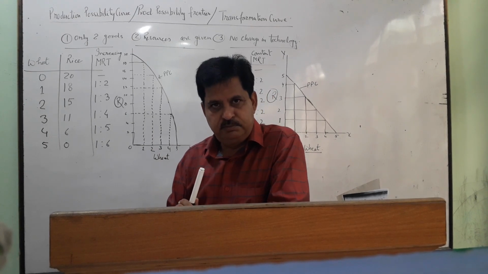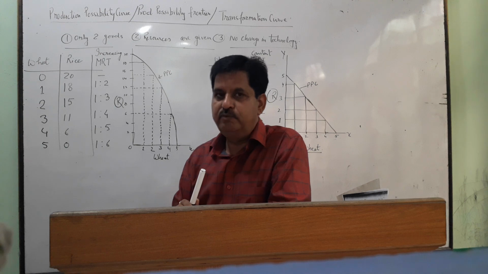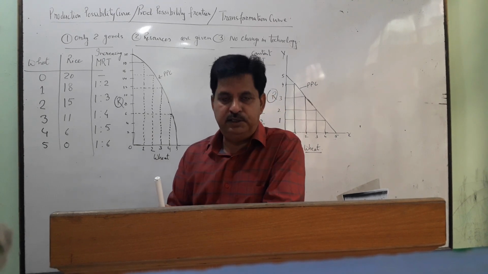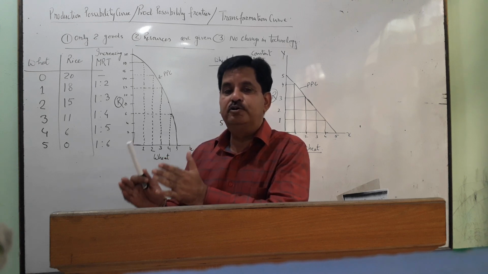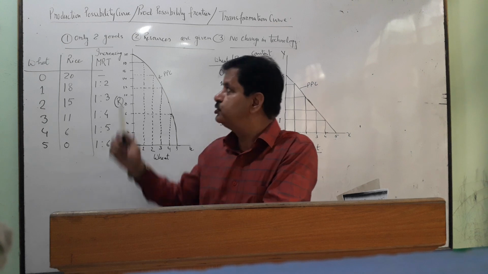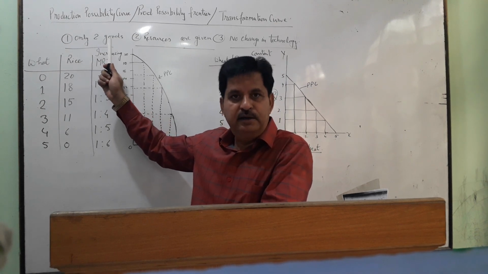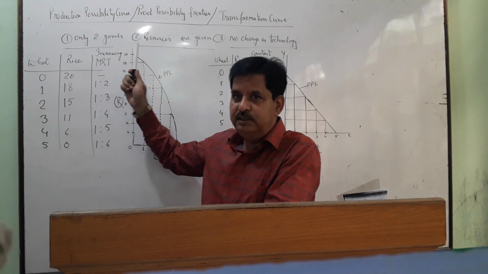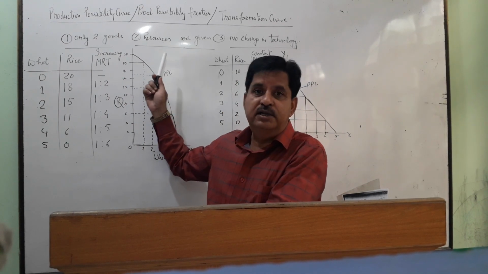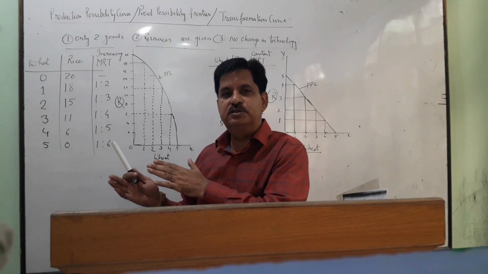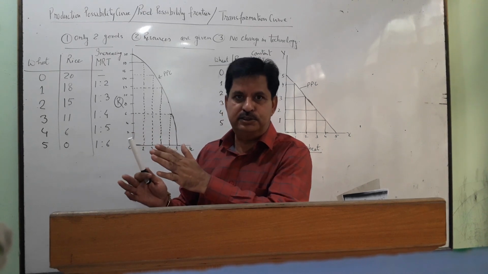Two things must be remembered here. Number one, when we discuss the production possibility curve, we see the possibilities of producing only two goods. Only two goods will be considered here. Second thing, the resources are given. You cannot increase the resources or decrease the resources.